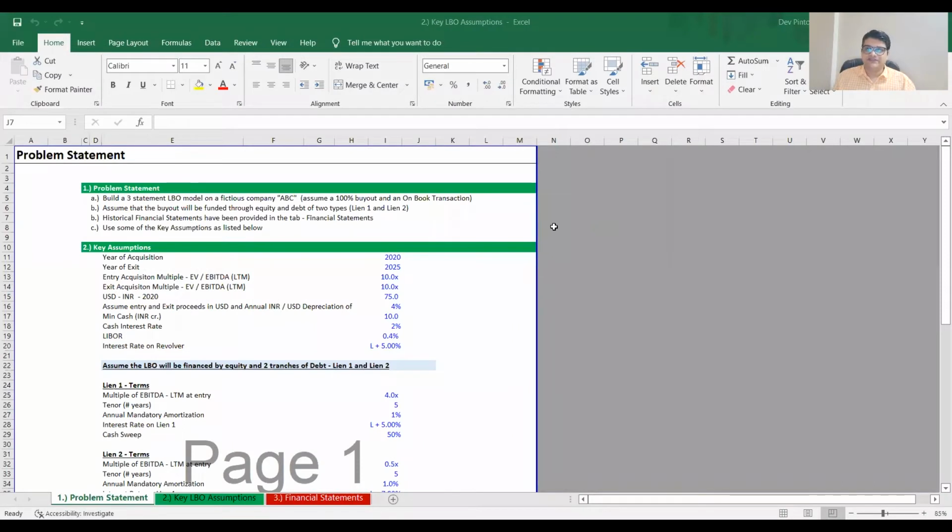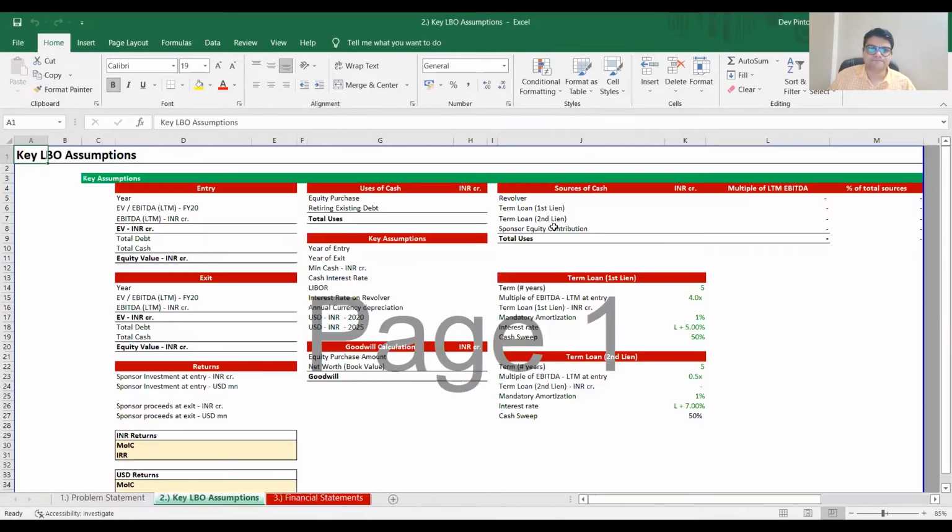Hey guys, so in the previous video, we covered the problem statement. In this video, we're going to cover some of the key LBO assumptions. Let's start. So don't get worried by how this tab looks. We're just going to go step by step and build everything that we can right now.